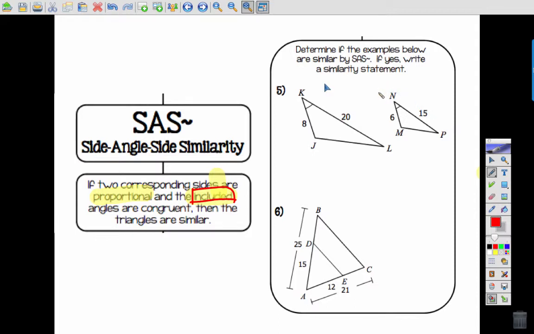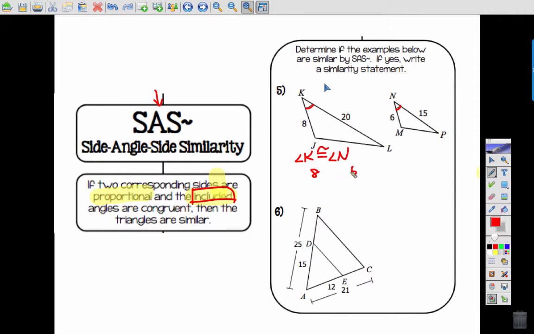So let's look at some examples here. I have two triangles, angle K and angle N are congruent. So I satisfied my A here. Now I have 8 on this side, I have 6 on this side, and I have 20 on this side, I have 50 on this side. I do the same thing.